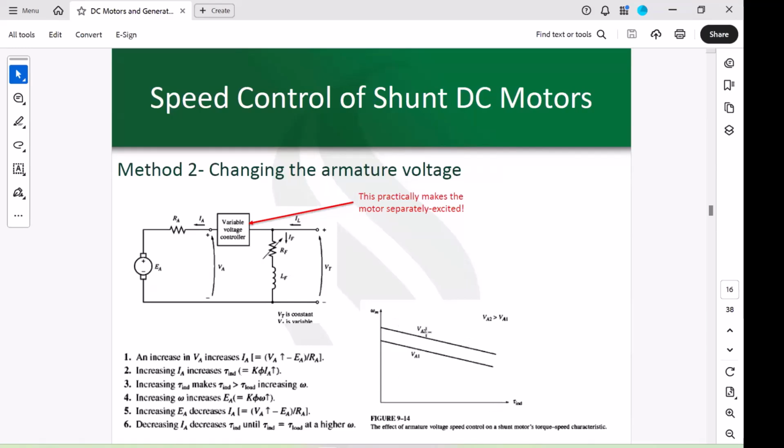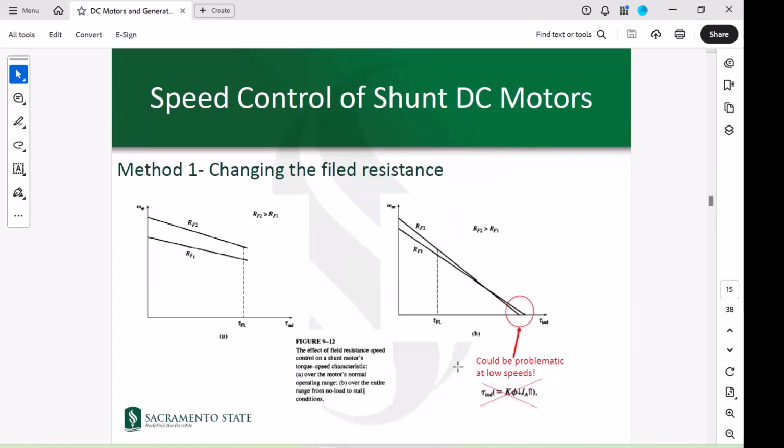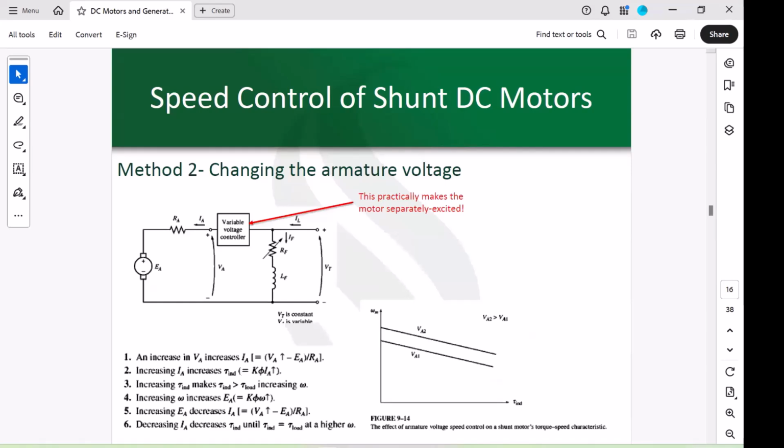the speed characteristic, you can see that using this approach, you can, again, shift that curve or line, but without changing the slope. So in the previous, when you change the RF, you would shift that line, but you would also impact its slope. But here, if you are able to change the VA only, you would shift, but you wouldn't change the slope. If that makes sense. So that's the impact of method 2, or changing the armature voltage.